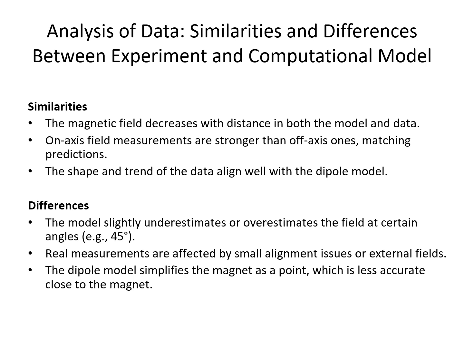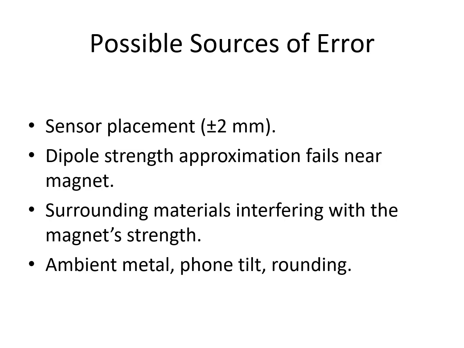But for the differences, the model slightly underestimates or overestimates the field at certain angles, which we found to be about 7% accuracy, and the real measurements are affected by small alignment issues or external fields. And lastly, the dipole model simplifies the magnet as a point, which is less accurate as we get closer to the magnet. Our possible sources of error in this lab are the sensor placement, the dipole strength approximation, and the surrounding materials interfering with the magnet's strength, and of course, ambient metal, phone tilt, rounding, and other possible errors that are present in every lab.